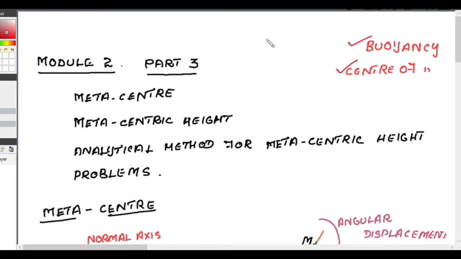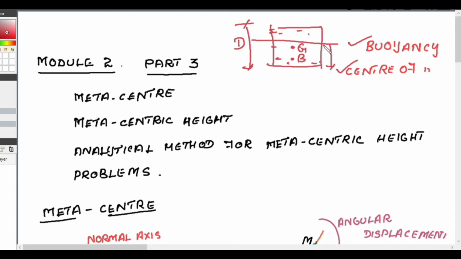So we know when a body is immersed inside a fluid, if the center of gravity is here, the center of buoyancy will lie here. If the depth of the object is d and the depth of the body immersed in the water is d1, then our center of gravity will be at d by 2 and the center of buoyancy will be at d1 by 2. That is why the center of buoyancy is below the center of gravity.